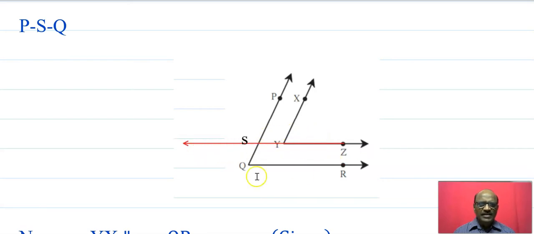Next, SZ and QR are parallel lines and we consider ray QP as their transversal. Again, the measure of angle PSZ is equal to the measure of angle PQR. Hence, the first angle is congruent to the second and the second is congruent to the third. It means that the first is congruent to the third. It means that the measure of angle XYZ is congruent to the measure of angle PQR.